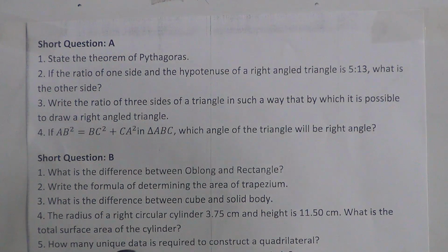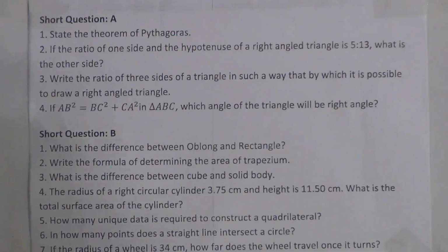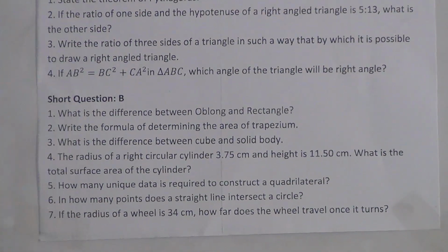Question 5. How many unique data is required to construct a quadrilateral? Question 6. In how many points does a straight line intersect a circle? Question 7. If the radius of a wheel is 34 centimeter, how far does the wheel travel once it turns? Okay dear students, now I will solve the questions.